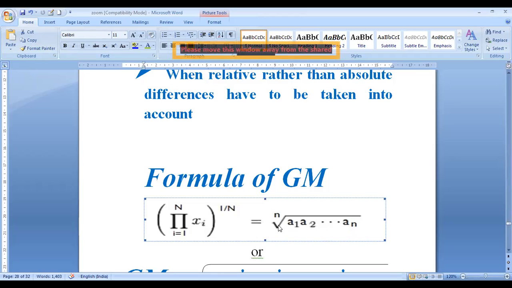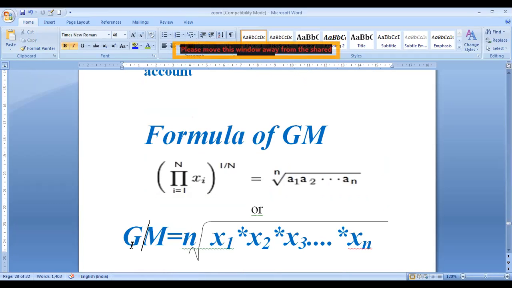Or else you can write it like this: the geometric mean GM is equal to the nth root of x1 into x2 into x3 into dot dot dot into xn, nothing but n number of values. So what is n here? Nothing but the number of observations. How many observations are there in the particular data set that we can take into consideration, and x1, x2, x3, x4, dot dot dot, like that we can consider.